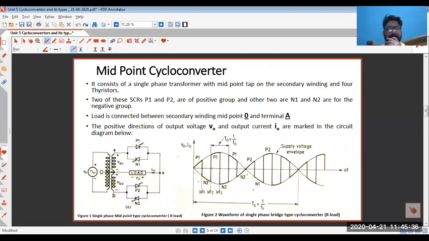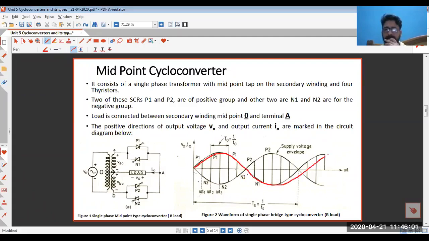So both commutations are used here. Let us say at omega t is equal to pi, this point is omega t equal to pi, right? At this particular point, you can see the negative half cycle will start. Actually, this is the positive half cycle, and this is the negative.